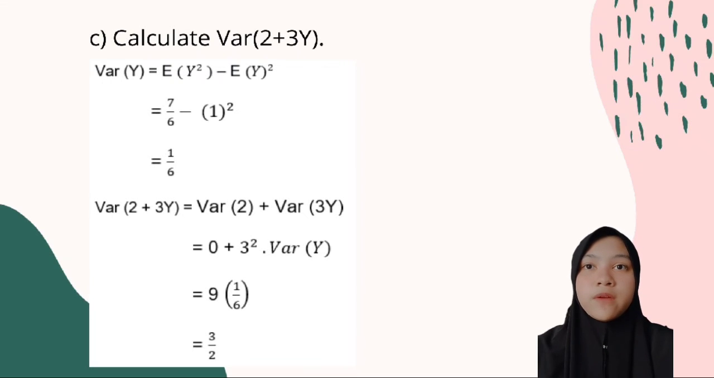And lastly, we have to find the variance of 2 plus 3Y. Split that into variance of 2 plus variance of 3Y, equal to 0 plus 3 squared multiplied with variance of Y, equal to 9 multiplied with 1/6, and we will get the answer 3/2.